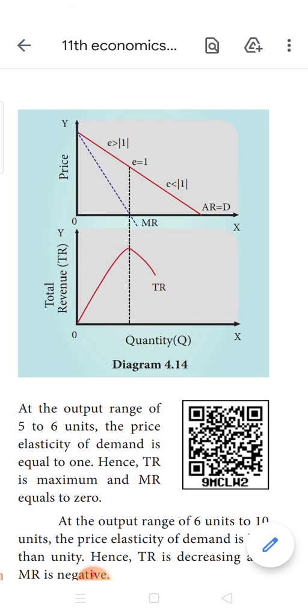Now, look at what will be the nature of the TR. Initially, it is increasing. It is reaching maximum. Then it is falling down. Now let us understand at which situation the elasticity is greater than 1. When the MR curve, that is the blue color curve, is flowing downwards and it is positive, that is, it is in the first quadrant where it is not touching the x-axis, till then the elasticity is greater than 1.